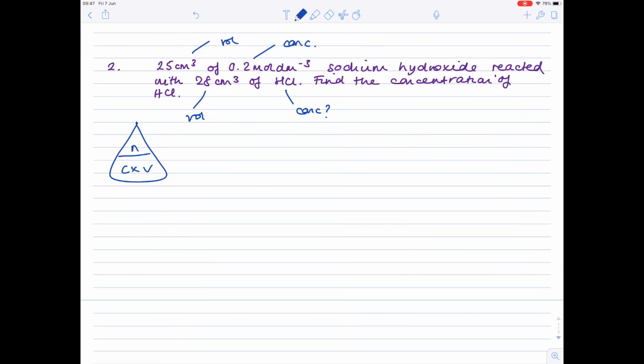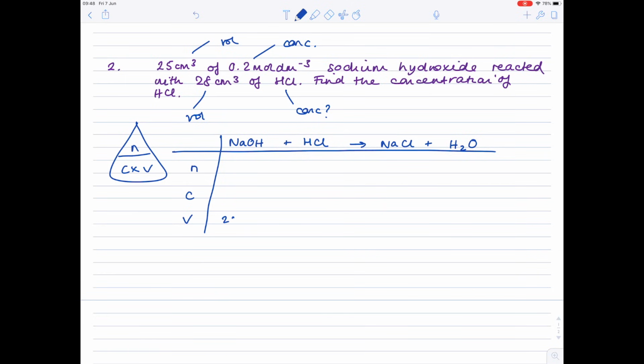As always, we need a balanced symbol equation, so that's sodium hydroxide plus hydrochloric acid forms sodium chloride plus water. Double check to see if it's balanced. Yes, it is. And remember, this is a neutralization equation. So number of moles, concentration, volume goes down here. So what information have we been given? Well, we know that we have 25 centimeters cubed of sodium hydroxide. This needs converting to decimeters cubed, so I'm immediately going to divide by 1,000. We know the concentration is 0.2, and then we've got the volume of hydrochloric acid, which is 28 centimeters cubed, which again I divide by 1,000.